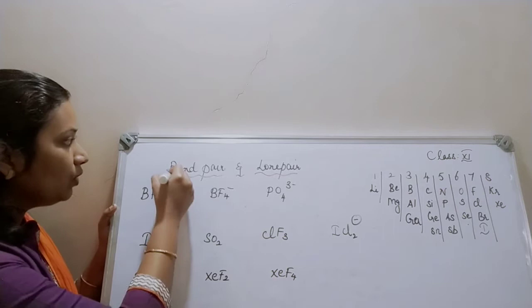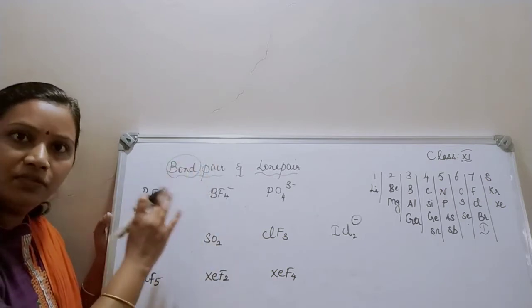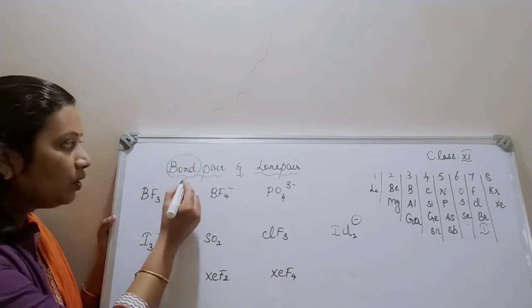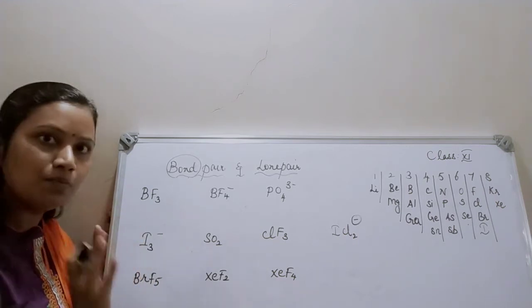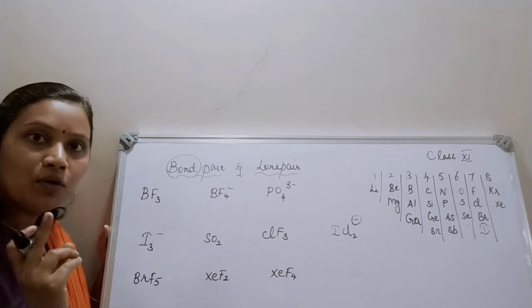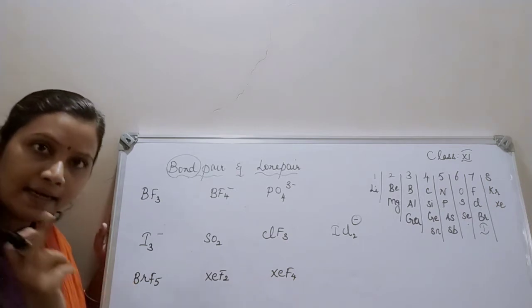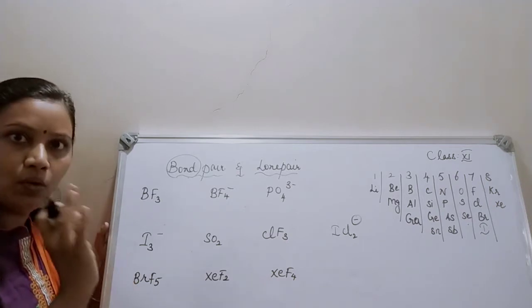Let me tell you about bond pair. What is the definition of bond pair? The number of electrons which are bonded directly to the central atom is called the bond pair. Clear? The number of electrons which are directly bonded to the central atom is called the bond pair.